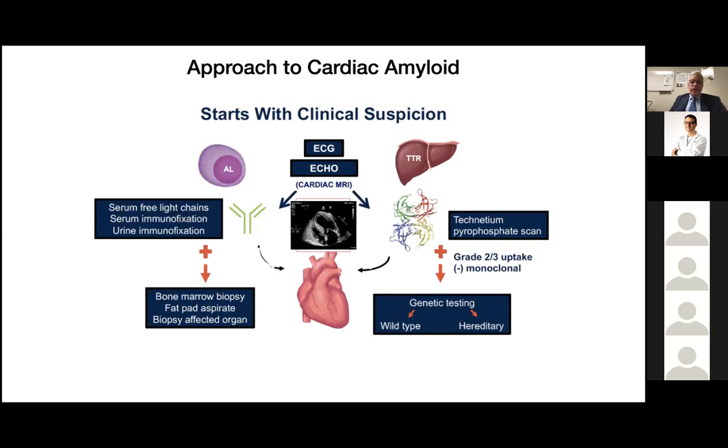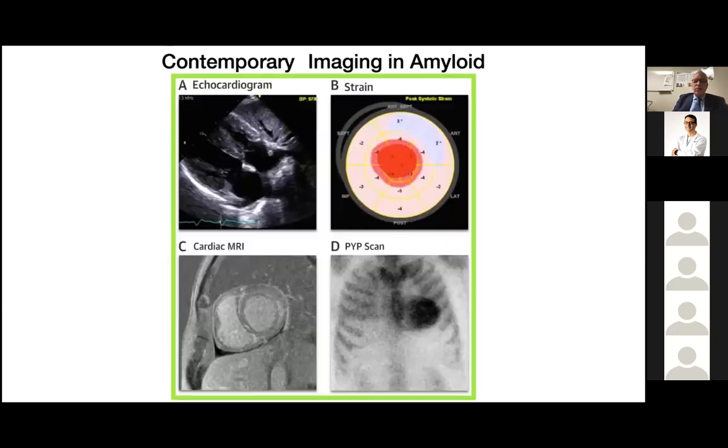If you get elevated light chains, you get hematology involved, and then generally we'll do a bone marrow biopsy. So this is the algorithm one approaches. Contemporary imaging is vital to diagnosis. We've talked about echo, MRI, and PYP.